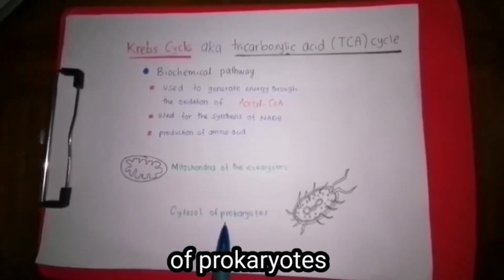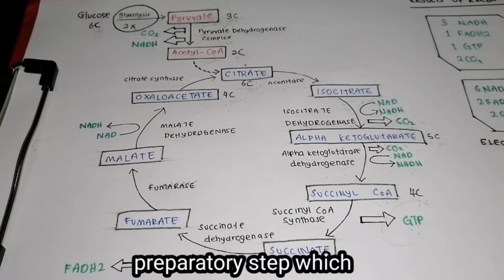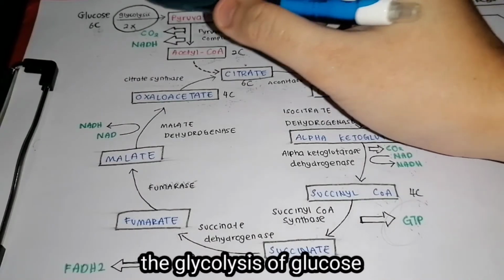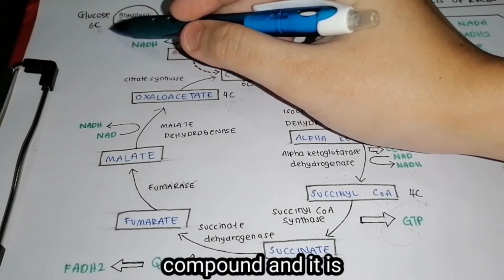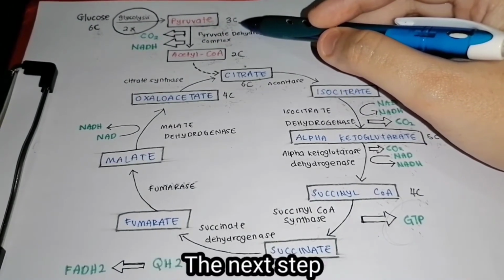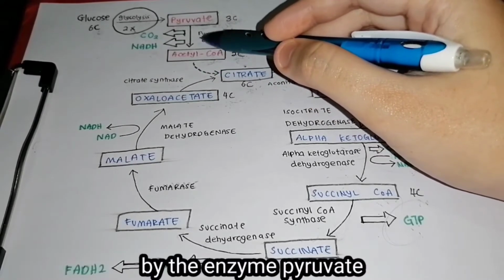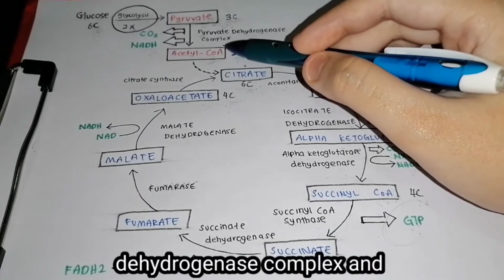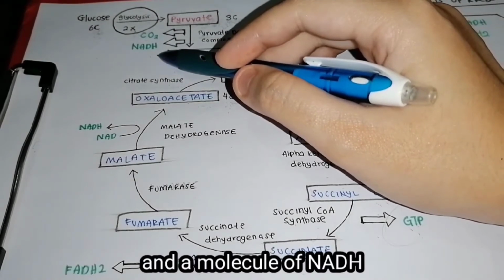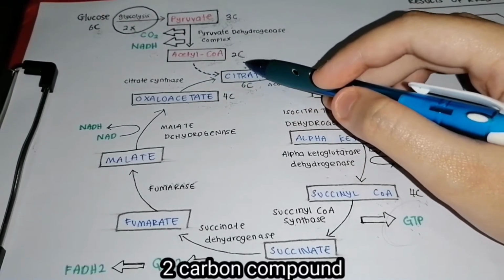and the cytosol of prokaryotes. The first step involved is actually a preparatory step which begins with pyruvate. Pyruvate is derived from the glycolysis of glucose, which is a 6-carbon compound, and it is split into 2 molecules of pyruvate, which is a 3-carbon compound. The next step includes the oxidation of pyruvate into acetyl-CoA by the enzyme pyruvate dehydrogenase complex, and in this reaction, a molecule of carbon dioxide and a molecule of NADH are generated. The acetyl-CoA is a 2-carbon compound.